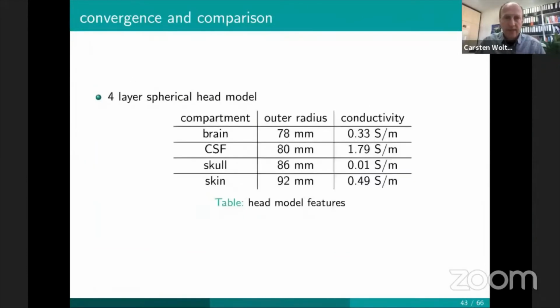the results. So first of all, we show results in a 4-compartment head model, sphere model. So we have inner radius 78, the CSF is 2 millimeters thick, the skull compartment is 6 millimeters thick, and the skin compartment is also 6 millimeters thick. We have the very high conductivity of the CSF and the low conductivity of the skull. That is a realistic, let's say, setup for a human head.